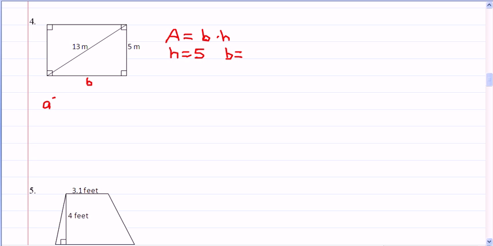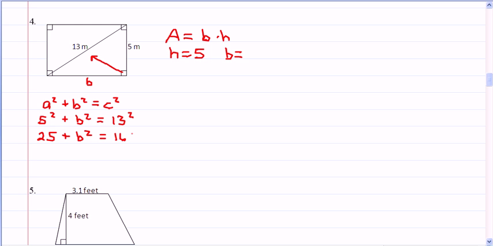So if I take a squared plus b squared and set it equal to c squared, I would have 5 squared plus b squared. 13 is the hypotenuse because it's across from the right angle, so it's equal to 13 squared. And I solve for b. 5 squared is 25 plus b squared.